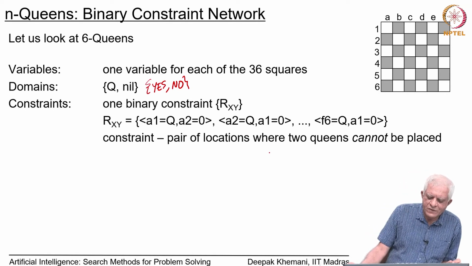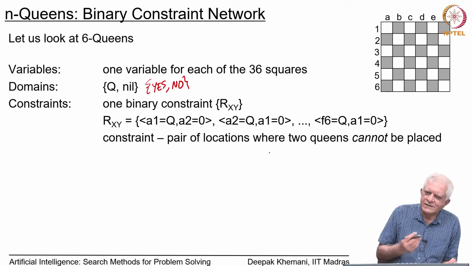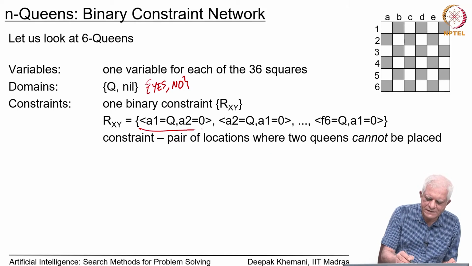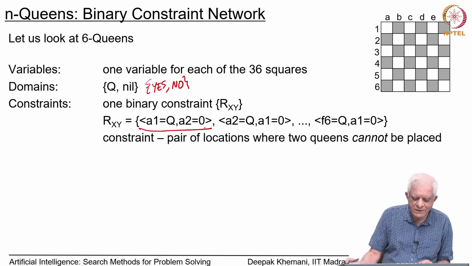And how do we specify the constraints now? Remember there are 36 variables here, and you want to say something about where you can place 2 queens. The explicit way of saying that is to do something like this. It says that you can place a queen on A1. So, what is A1? A1 is this one here.